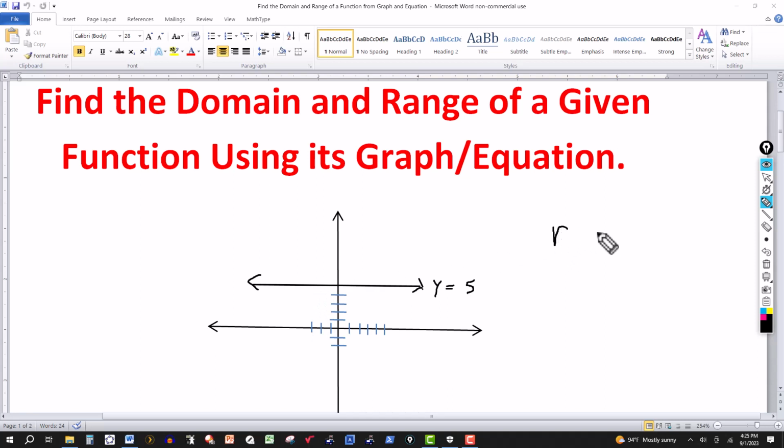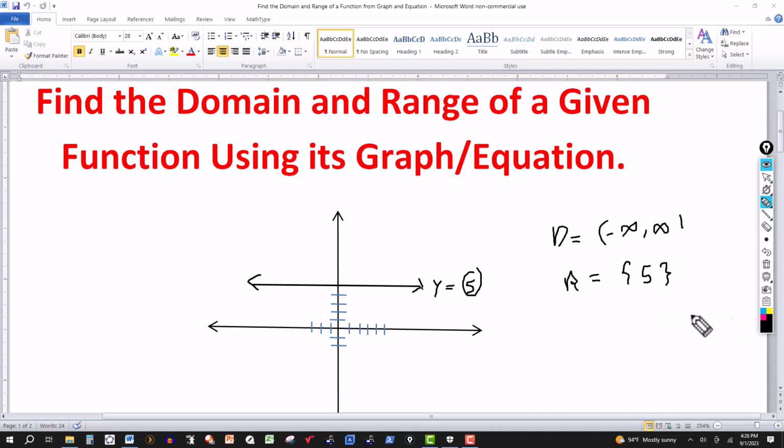So the domain is negative infinity to infinity. The range, notice for every x that I pick, I always get 5. There's only one value in the range. So in this case, I just set up a set with one component. For every x, the y is always 5.